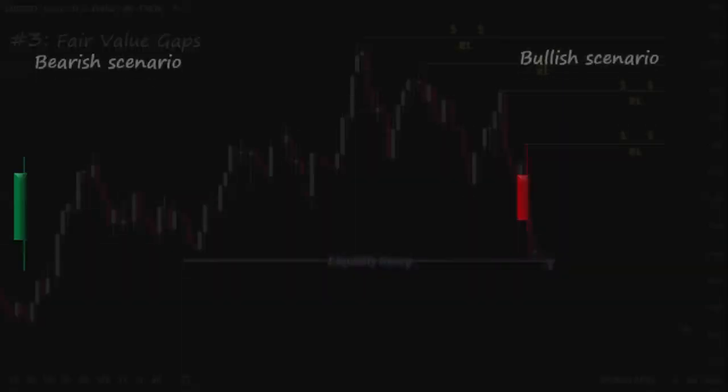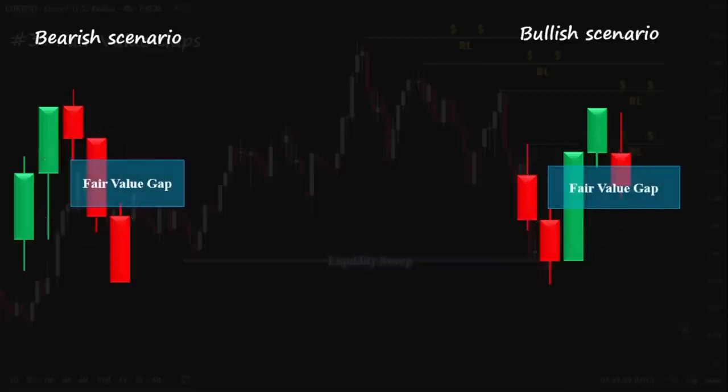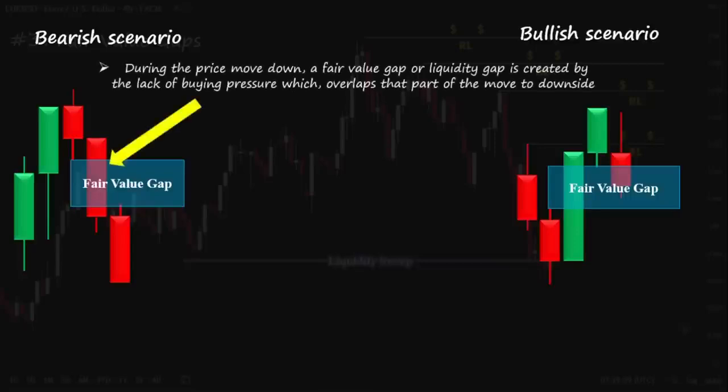Fair value gaps are formed inside a 3-candle sequence and are frequently shown on the chart as a large candle, which the upper and lower wicks of its neighbor candles do not fully overlap its body. Hence, the fair value gap zone is the area that fills the space between the wicks, which is drawn on the body of a candle. Here, during the price move down, a fair value gap or liquidity gap is created by the lack of buying pressure, which overlaps that part of the move to the downside.